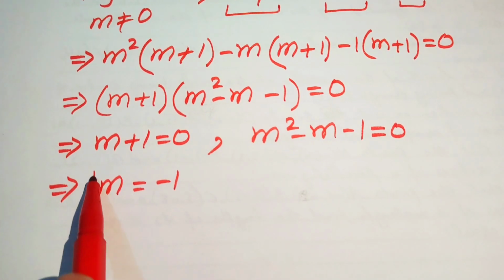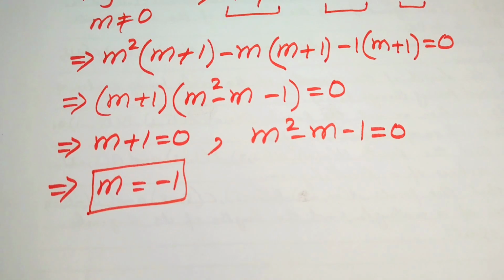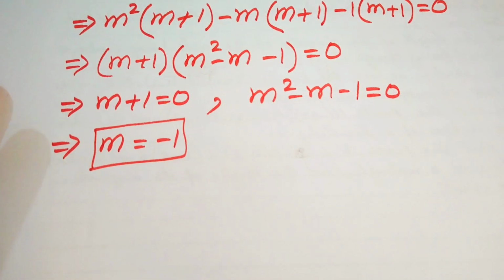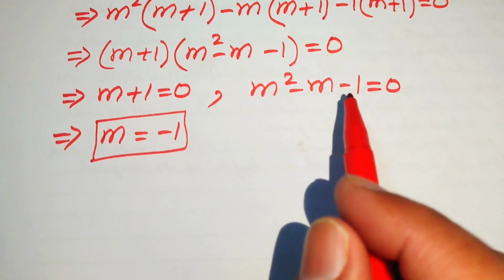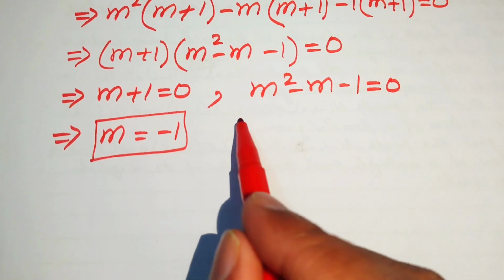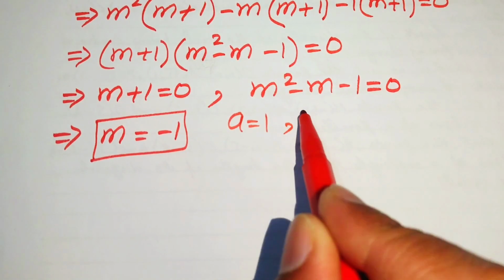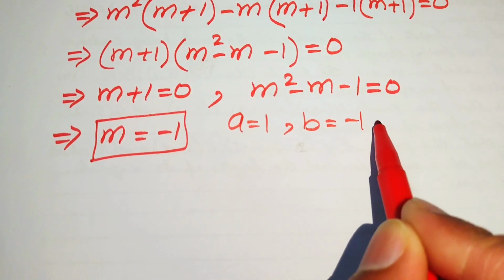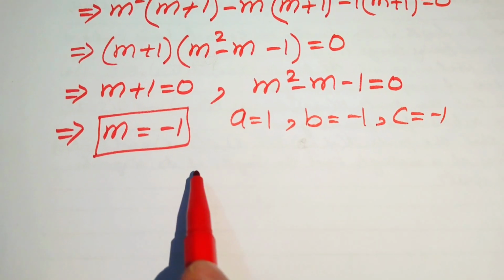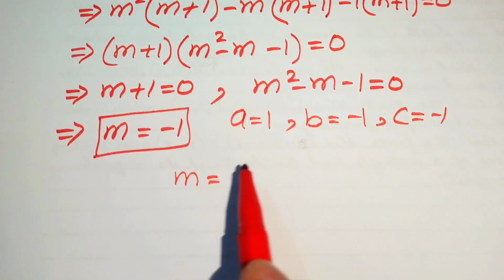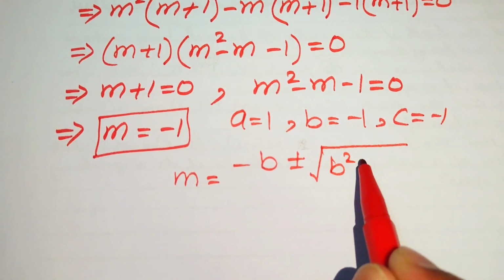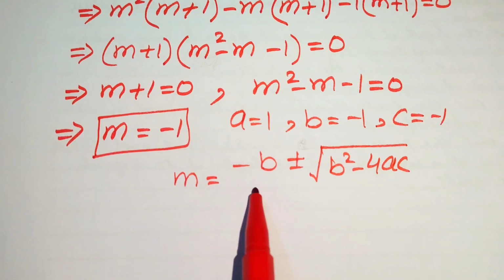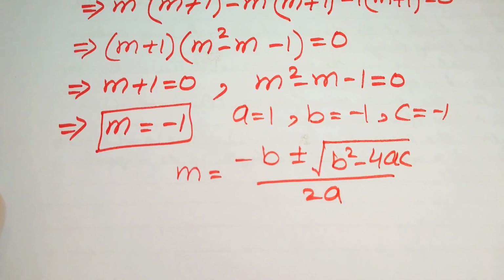So now after that we solve this quadratic equation in order to find the other two roots. Here we can apply the quadratic formula. First we write the coefficients of this equation: a equals 1, b equals minus 1, and c equals minus 1, and we write the quadratic formula as m equals minus b plus minus square root of b squared minus 4ac, divided by 2a.